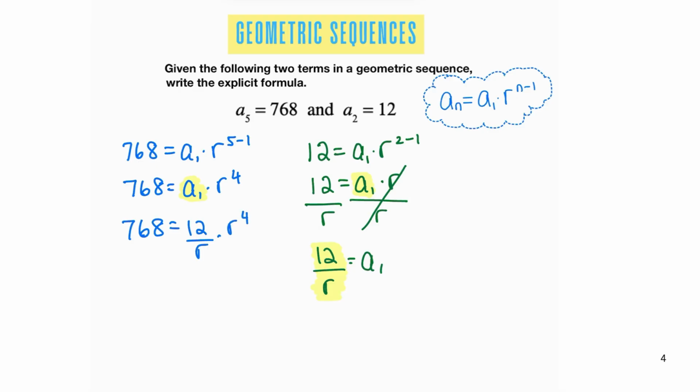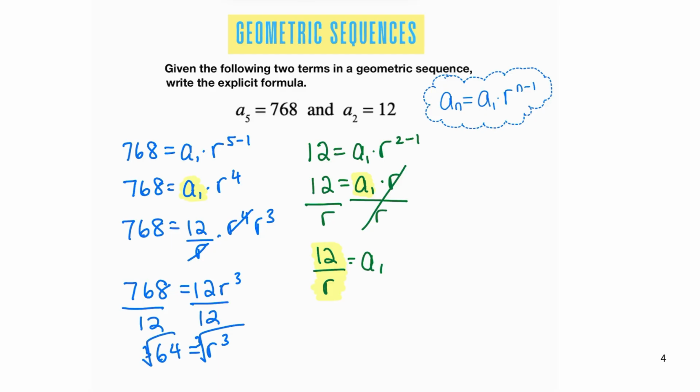And now, if I remember my laws of exponents, I know that when I'm dividing with the same base, I can keep the base and subtract the exponent. So on the right side, this is going to become r to the third power. So I'm going to get 12r to the third power equals 768. Now I'm trying to solve for r, so I'm going to go ahead and divide by 12 on both sides. And that's going to give me 64 equals r to the third power. Now to get r by itself, I'm going to have to take the cube root of both sides. And the cube root of 64 is 4. So I have found my r, or my common ratio, is 4 in this sequence.